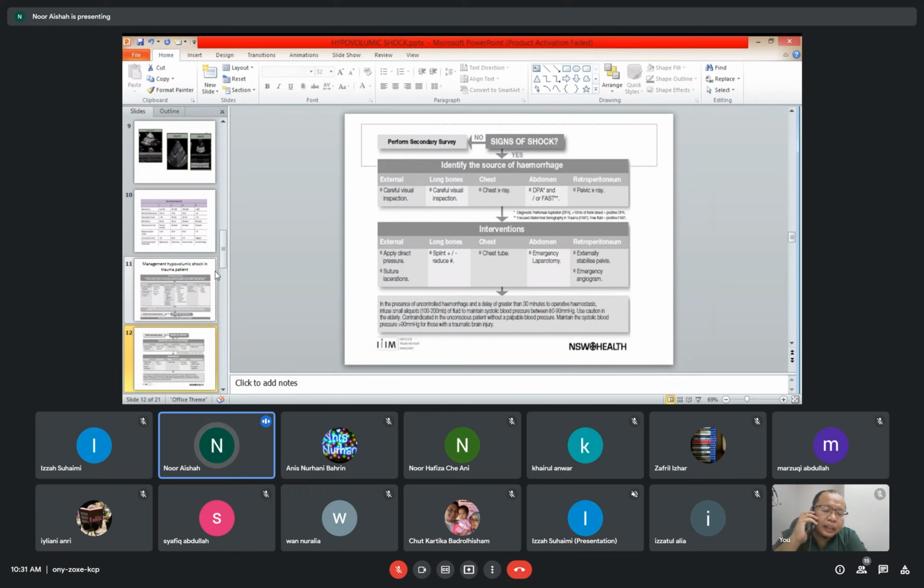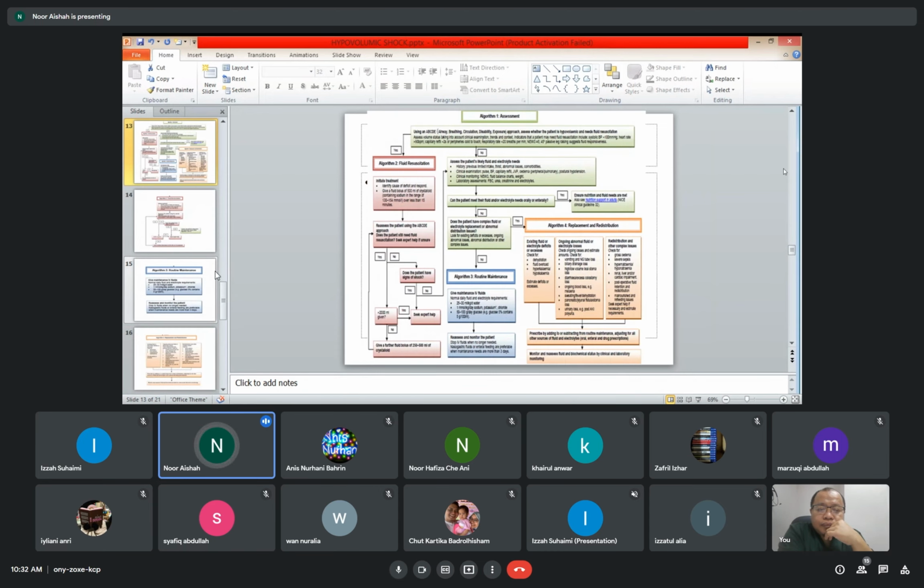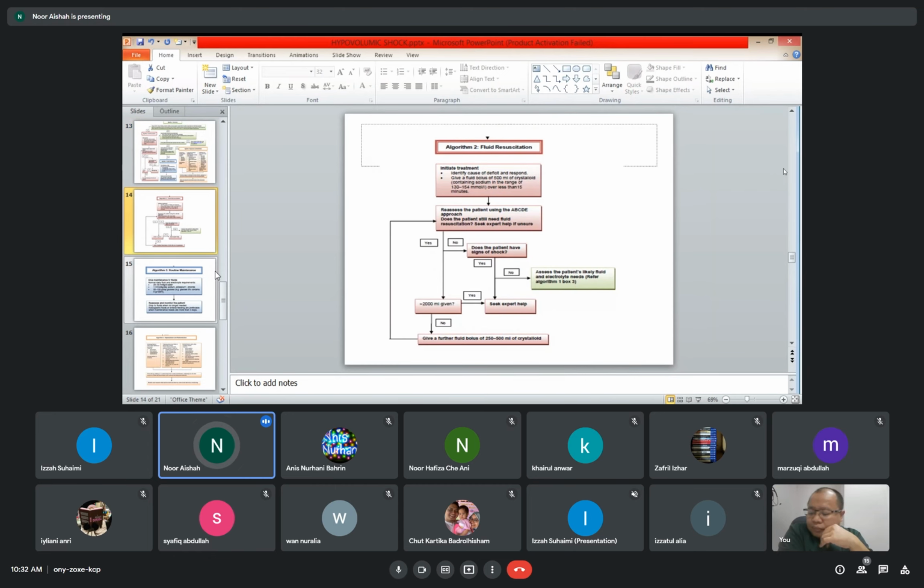And then chest X-ray, abdominal, do the FAST scan and X-ray as needed, before proceeding with further intervention. It depends on the injury. There's an algorithm for assessment of the trauma patient. First is ABCDE, and then we proceed to the important one, which is fluid resuscitation.